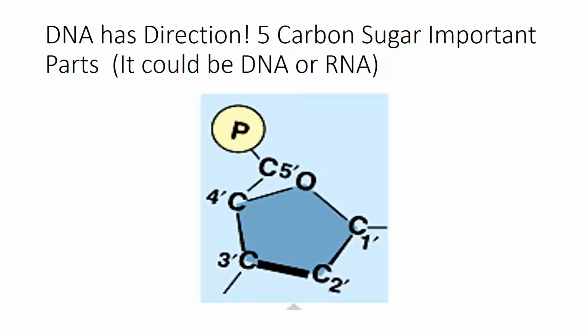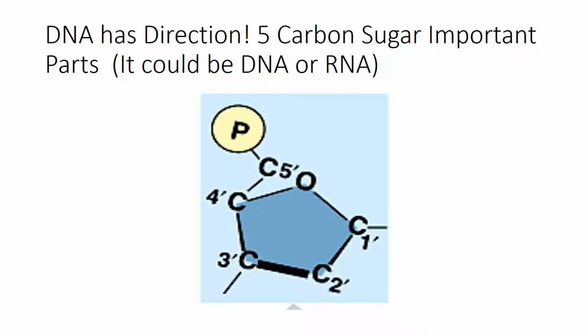Okay. DNA has direction, and where that direction comes from is the sugar molecule of the nucleotide. Remember, a nucleotide is the building block, or the monomer, of DNA or RNA, and it consists of 3 parts. We have a phosphate, a 5-carbon sugar, and a nitrogenous base. Well, the nitrogenous base is attached to that C1' carbon, and you can see that on the right hand side of the diagram. And let's go in a clockwise manner.